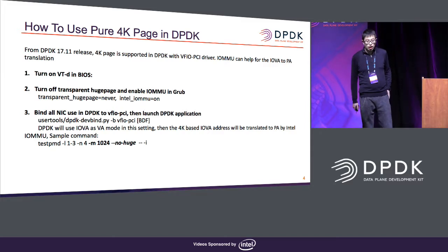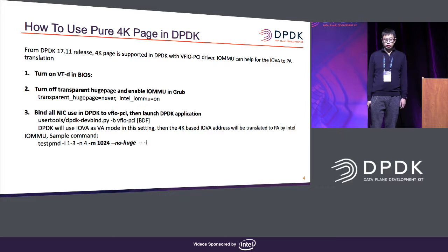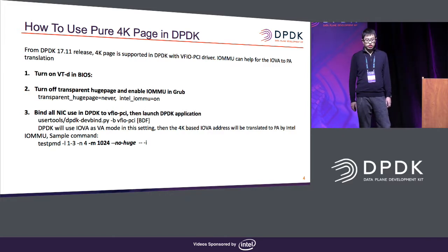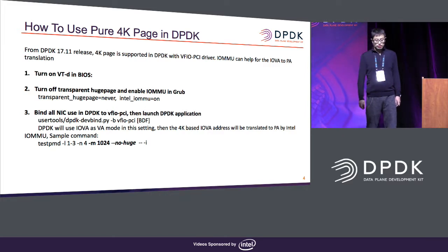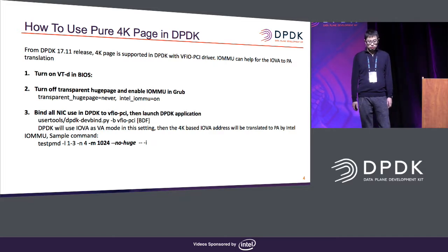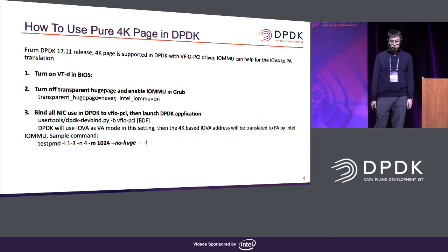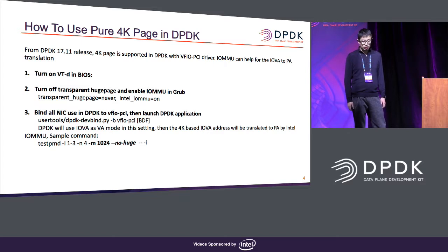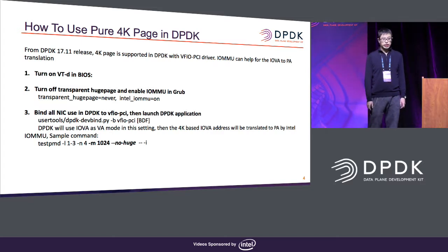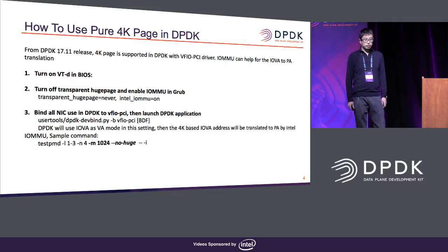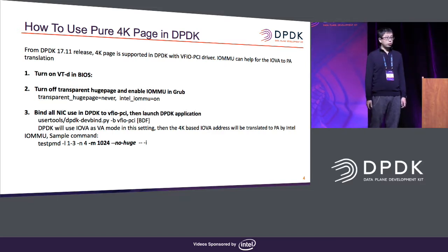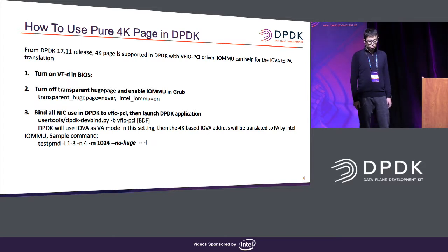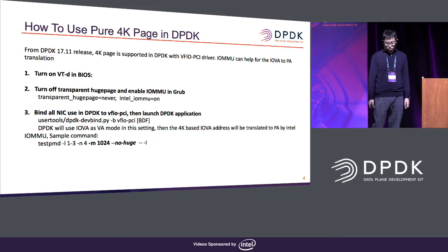So first, let's see how we can use pure 4K page in DPDK. First, we need to turn on VT-d in BIOS, and we need to set transparent hugepage to never and intel_iommu on in grub. Then we should utilize the VFIO PCI driver. We should bind our NIC to VFIO PCI and send the no-huge command to the EAL to let DPDK set to the IOVA VA mode. Then the 4K page-based IOVA address will be translated to PA by Intel IOMMU. The sample command is here.